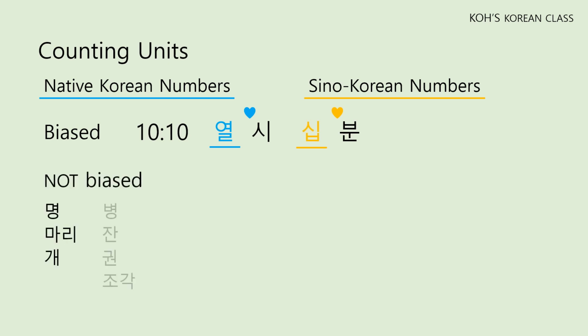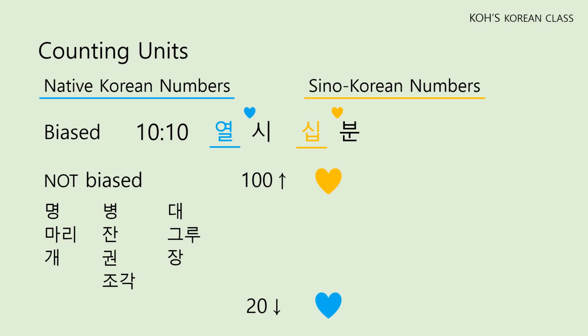But the units we have learned today are not biased, so you need to decide what to use depending on the number itself. For numbers over 100, only the Sino-Korean numbers are used. So for those numbers, there's no choice but to use the Sino-Korean system. And for under 20, in almost 90% of cases, the native Korean numbers are used, so you can use the system without hesitation. Then what matters is from 21 to 99.